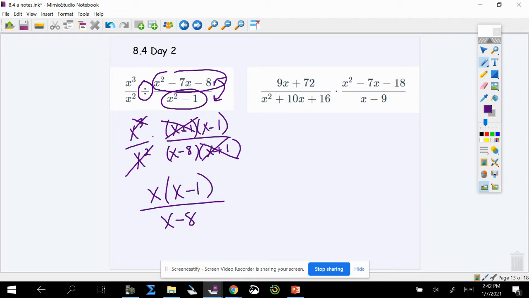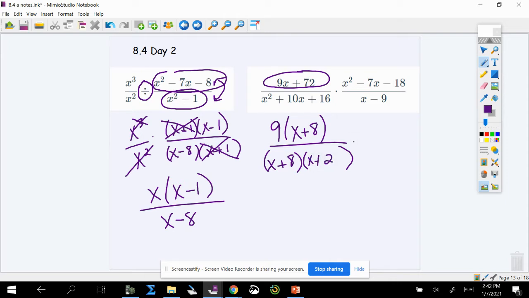The next one is multiplying, so I don't have to worry about the reciprocal. We've got lots of factoring here. So this first numerator, you can take out a 9. When you do that, let's see, 9 goes into 72... Oh, maybe I can't take out a 9. I might have to take out a 3. Let me try that instead. Let's see, 72 divided... Oh, yeah, 72 divides by 9. You get 8. So if I take out a 9, I get x plus 8. And then on the bottom, I need numbers that multiply to get 16 and add to get 10. So that's going to be 8 and 2.